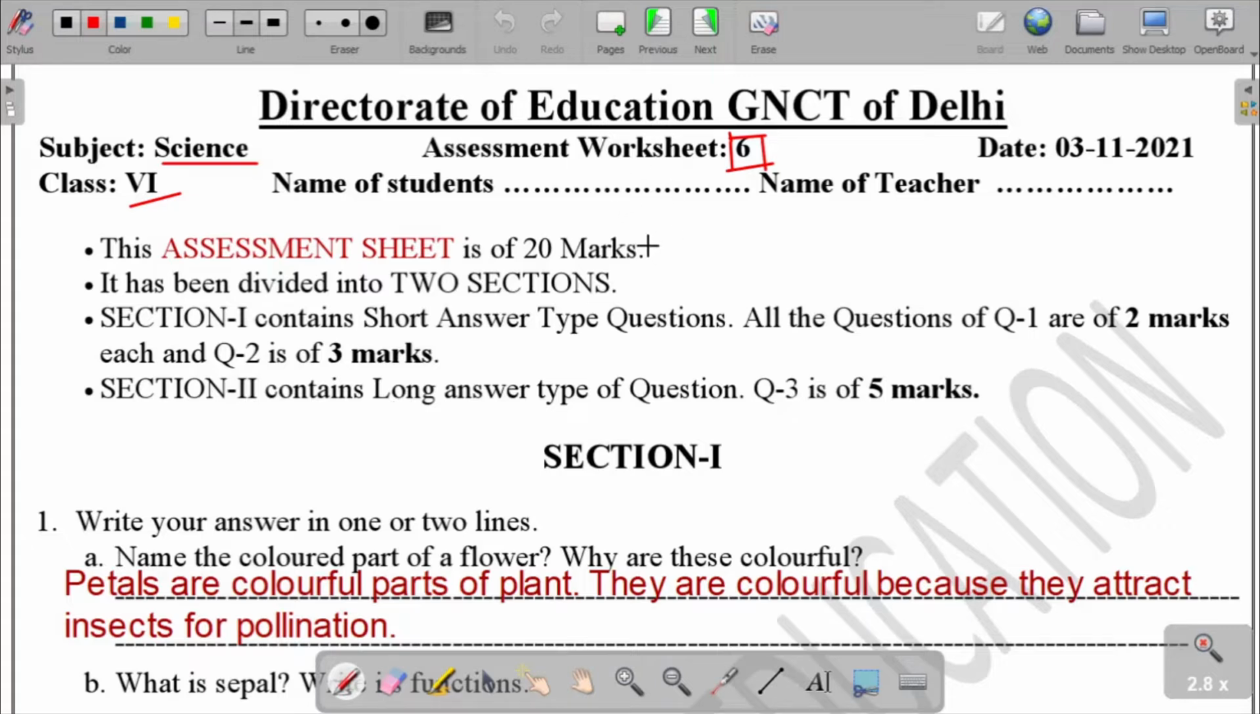So basically after completing the worksheet you will get 20 marks, and it has been divided into two sections. It has section 1 and section 2. In section 1 there are short answer type questions, whereas in section 2 there are long answer type questions. Section 1 contains questions that are of 2 marks and question number 2 is of 3 marks, whereas section 2 contains a question which is of 5 marks. So we must make sure that we answer the questions accordingly. So let's begin with section number 1.